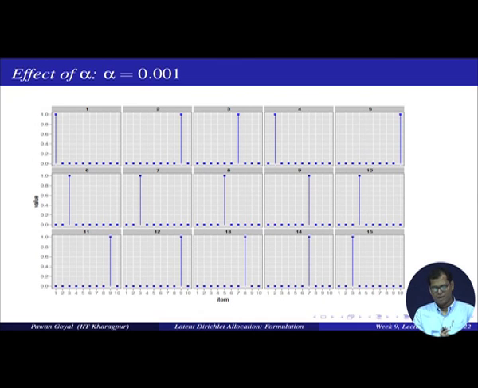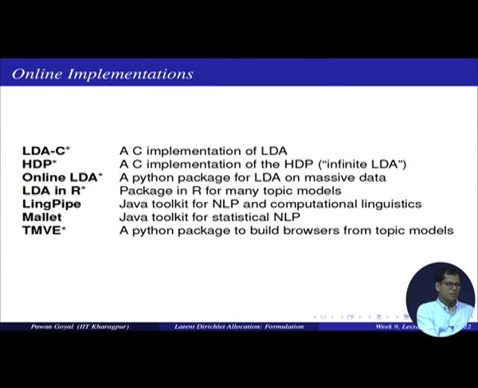So that will give you some idea of how, if you modify this parameter alpha, it affects the overall topic distribution in my corpus. Certain kinds of distributions will get preference over others. Now for LDA, there are a lot of implementations available, and these are very popular. You can also use implementations that are available in Gensim.